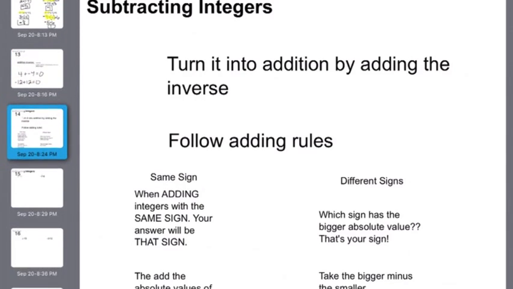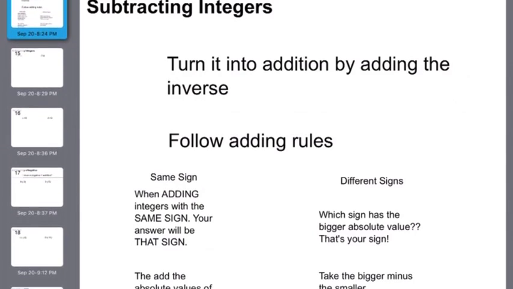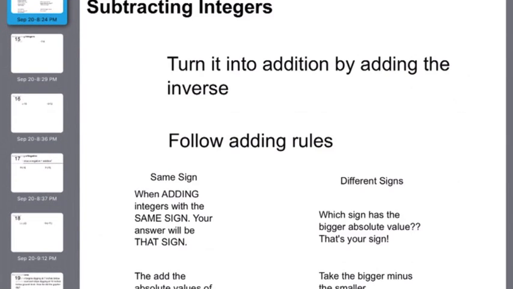So now when we're subtracting integers, what you do is you turn it into addition by adding the inverse, and then we follow our adding rules. And I literally copy-pasted these adding rules from the previous slides, so I'm not going to touch on that too much. So the main thing with subtracting is you turn it into addition, and then you know how to do that from what we learned earlier.